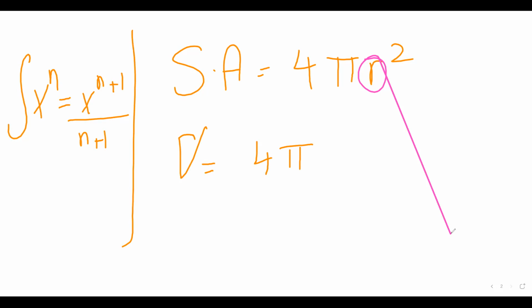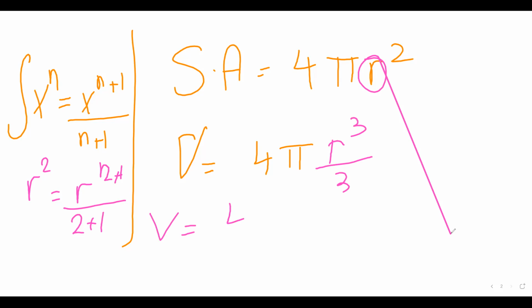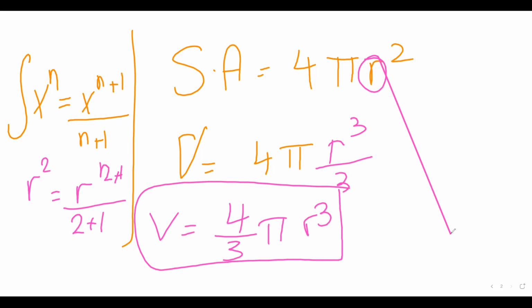Here we have r squared, so its integration will be r to the power 2 plus 1 over 2 plus 1, which is r cubed over 3. Then if you rearrange it, you will find that the volume is 4 over 3 pi r cubed. This is a way how they find the volume.